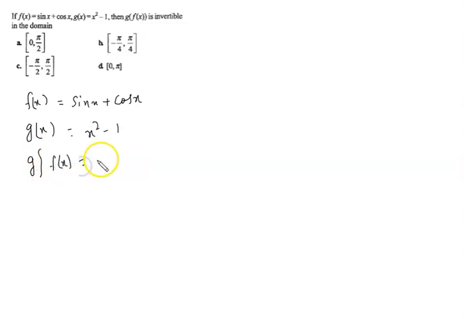We have the first function f(x) equal to sin x plus cos x. Now we can write g(x) is equal to x square minus 1. And we have to check on what domain g of f(x) will be invertible.